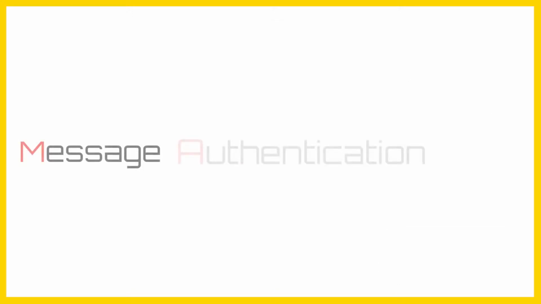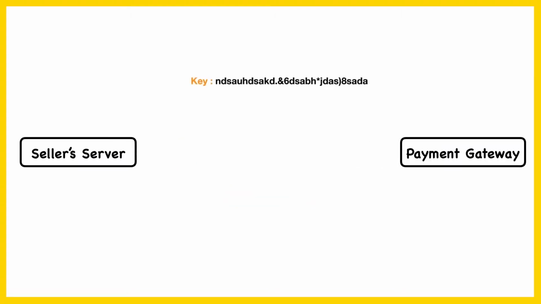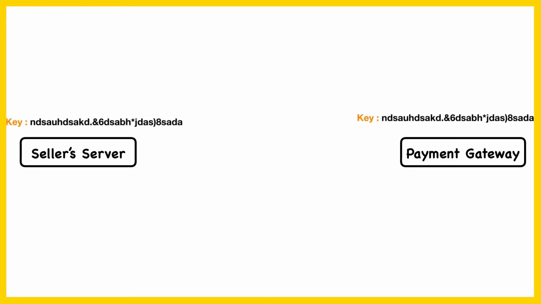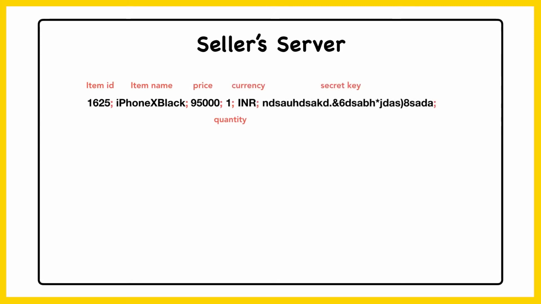Message authentication code is basically a cryptographic algorithm which ensures data integrity. The whole idea of MAC is that both the seller and the payment gateway agree on a shared secret key which is known only to the seller and the payment gateway and to no one else. So basically, the server of the seller is simply going to calculate a hash value by first appending all the parameters such as the item ID, price, quantity, discount, etc. and finally appending the shared secret key to this string.